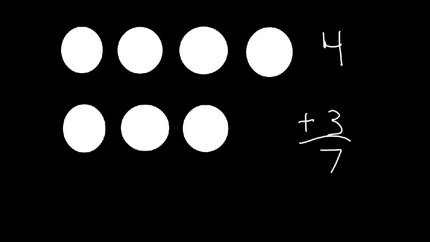So now let's look at this if they were red counters instead of white. Now we have negative 4 to start with, because we have 4 red counters, and then 3 more red counters. We're going to add those up, so negative 4 plus negative 3 is going to give us negative 7. So you can either represent these on a number line or with colored counters.